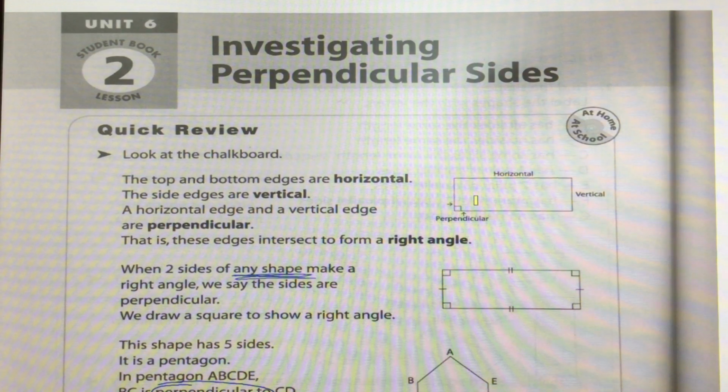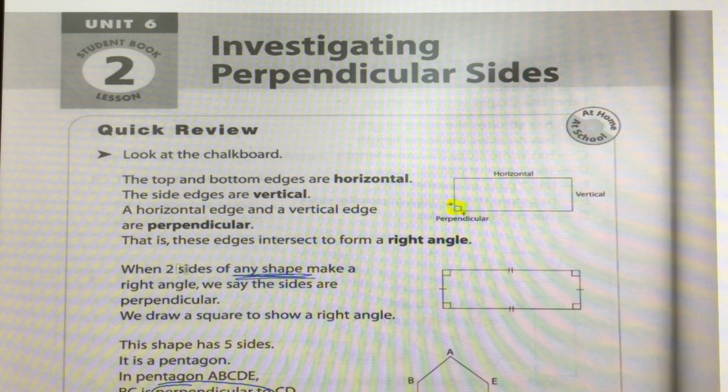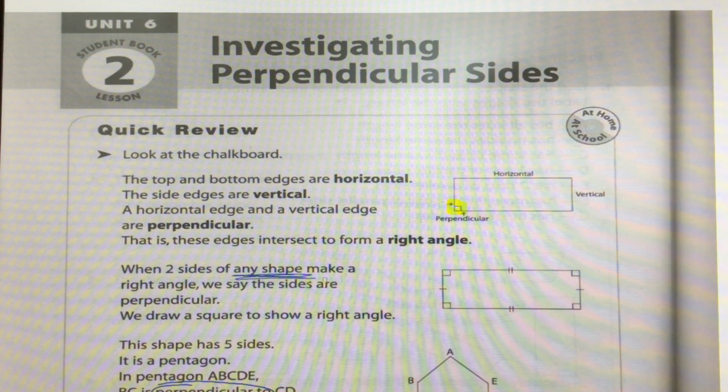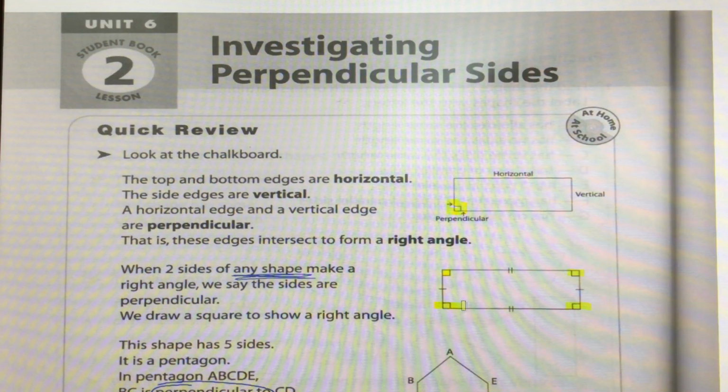So the kids have to recognize what two perpendicular edges look like, and that they form a right angle where those two edges meet at a vertex. So it says when two sides of any shape make a right angle, we say the sides are perpendicular. We draw a square to show a right angle. So we draw in those guys there to show those right angles.